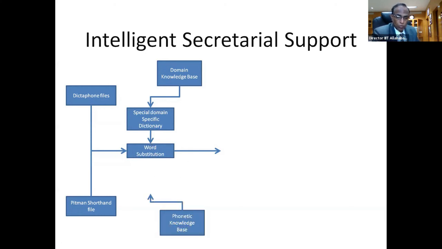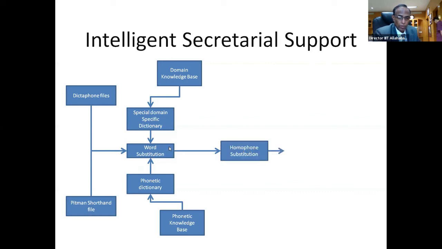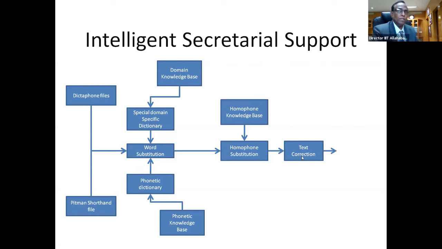Then the phonetic knowledge base: in Pitman shorthand or in dictaphone, phonemes are more important, the way you dictate, the accent. So the phonetic knowledge base and phonetic dictionary will help. For example, I would have said "ice". Then which ice, EYES or ICE? These are phonetically equivalent. So when they are phonetically equivalent, what has to be the substitution? For example, when I have dictated "sun", is it SON or SUN? That comes both from the phonetic dictionary and also from the domain dictionary. So that word substitution has to be done. And then homophone substitutions. Again there must be a homophone knowledge base.